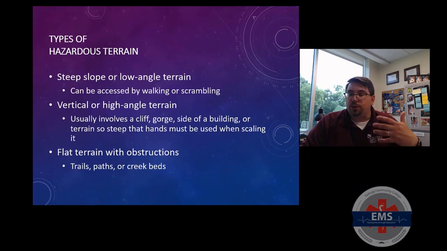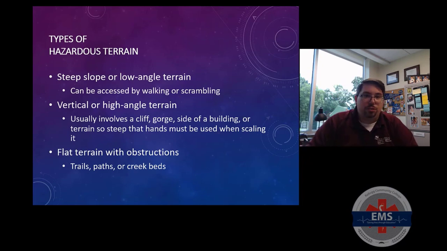We know that if we're dealing with a steep slope or low-angle terrain, it can be accessed by walking or scrambling back and forth as you go down that hill. Vertical or high-angle terrain usually involves a cliff, a gorge, a side of a building, or some type of terrain that's so steep that hands have to be utilized in order for you to go up or to go down it.